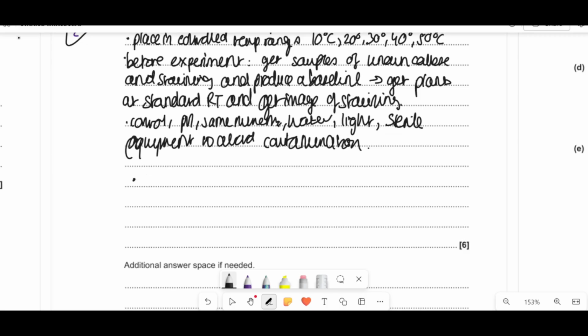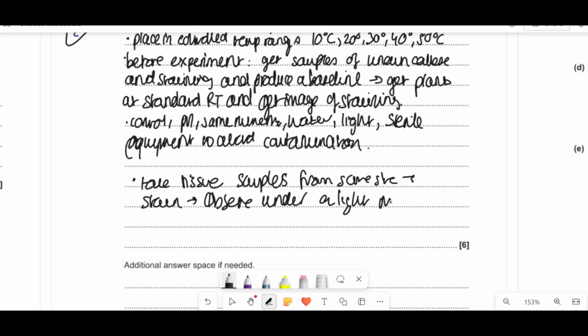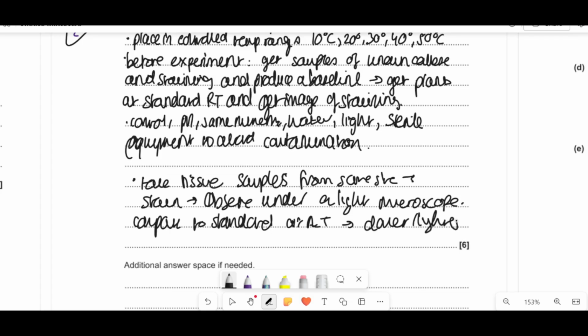Here, what we also need to do now is figure out how to investigate them under a microscope. So you're going to take tissue samples from the same site. You put a stain on them, and then observe under a light microscope. So we're looking at the effect of temperature. This is a bit subjective, but you could compare it to the standard we got. So compare to the standard at room temperature, and see if it's gone darker or lighter in terms of the stain, indicating more or less callose.